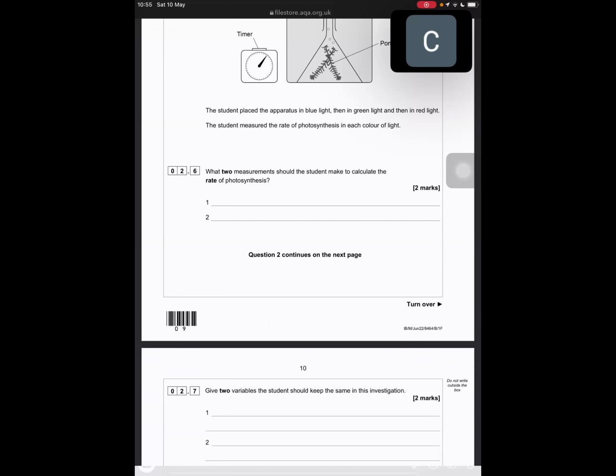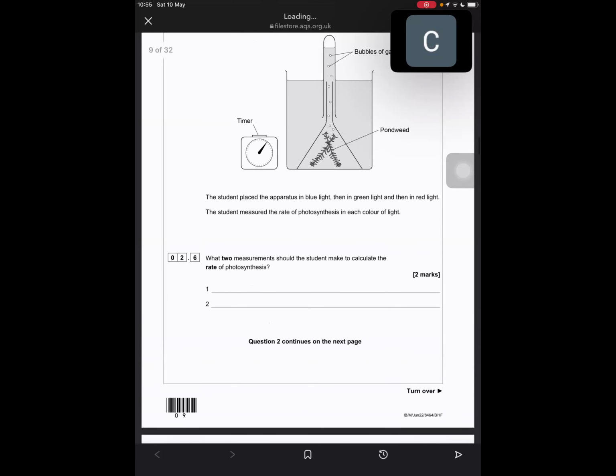Let me see what else we should keep constant. Okay, I am not too sure now, but that one is sure. The volume of water used should be kept constant. But what does the marking scheme say about the second one?